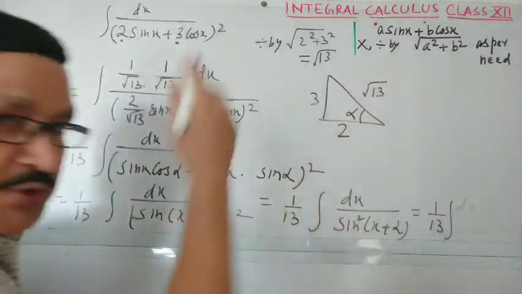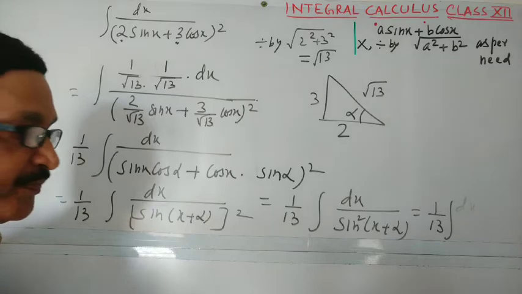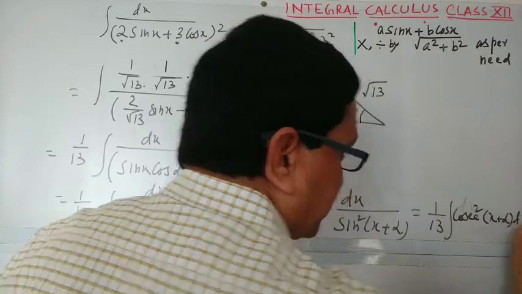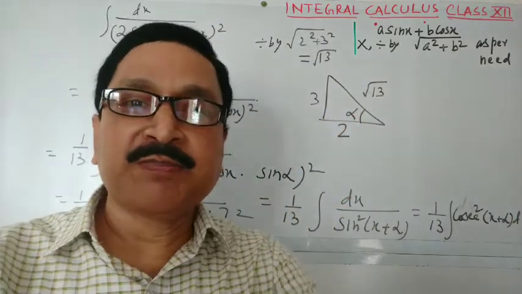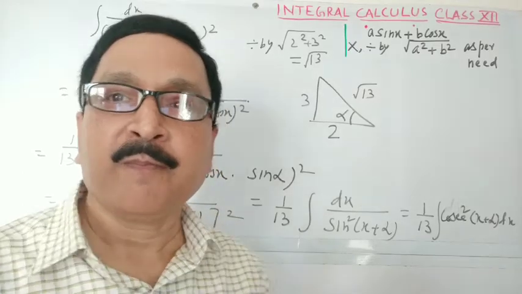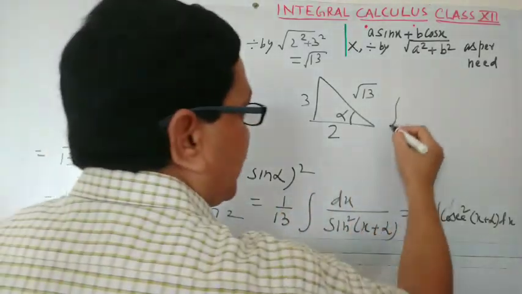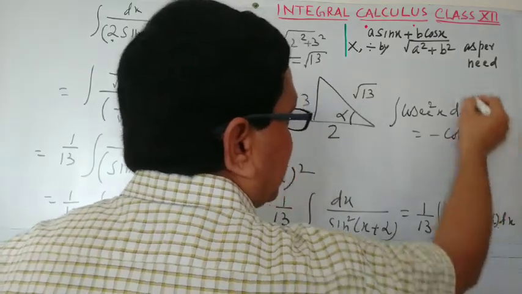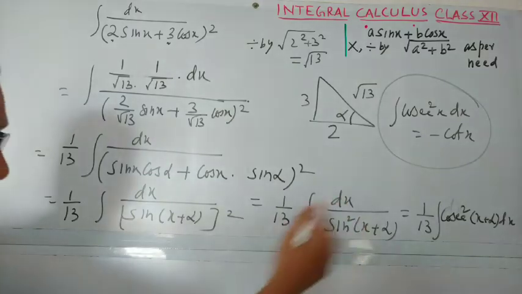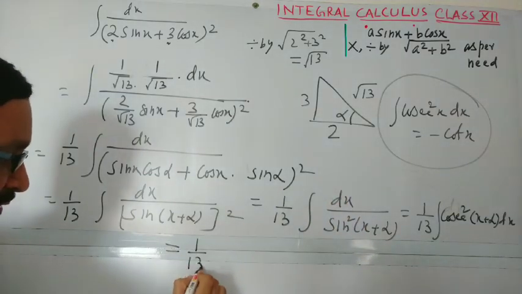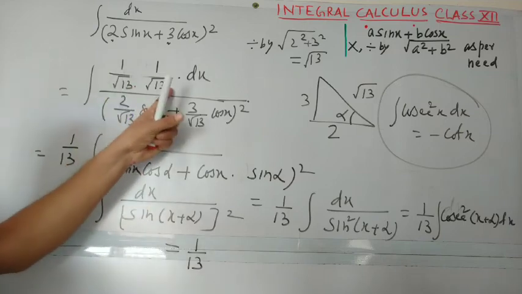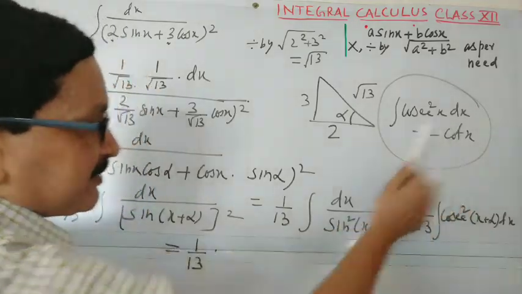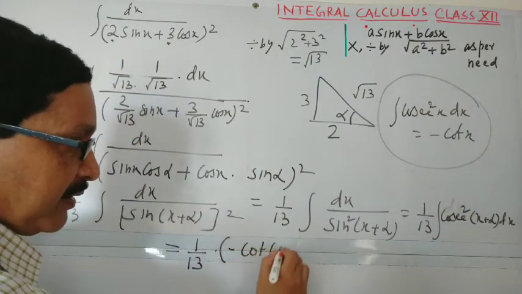So this is 1 by 13 integration of dx by, when sin goes to upside, it becomes cosec. Cosec square x plus alpha dx. But the integration of cosec square x dx is minus cot x. If you remember this formula, then you can write the answer. This is 1 by 13, not root 13, because 1 by root 13, 1 by root 13 makes 1 by 13. So now this is cosec square x plus alpha is minus cot x plus alpha.